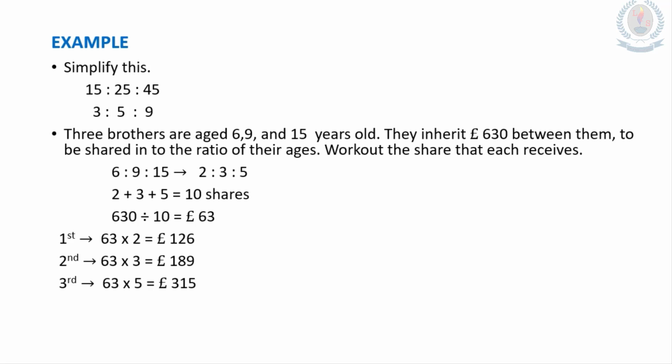First you can write this ratio, 6 to 9 to 15. If you want you can simplify it also. Then 2 to 3 to 5. All the numbers can be divided by 3. 2 to 3 to 5. Now you can add them all. 2 plus 3 plus 5. Altogether 10 shares are coming. Now the total amount is 630 they are going to share.